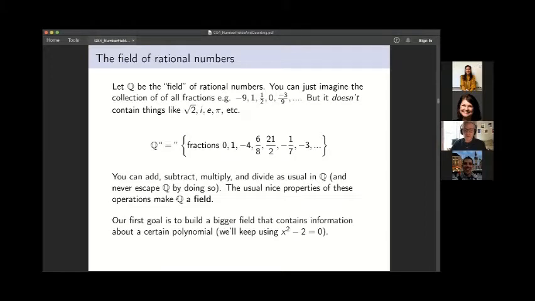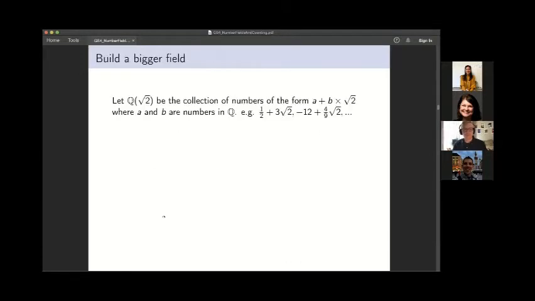So our first goal is going to be to build, in some sense, a bigger field that contains information about polynomial equations. In this case, I mean contains information about x squared minus 2 equals 0, this running example that we're going to have. And what you should notice at the outset is that the solutions of x squared minus 2 equals 0, namely plus and minus the square root of 2, don't live inside Q at all. And so this is something we need to remedy by building a better field or a bigger field.